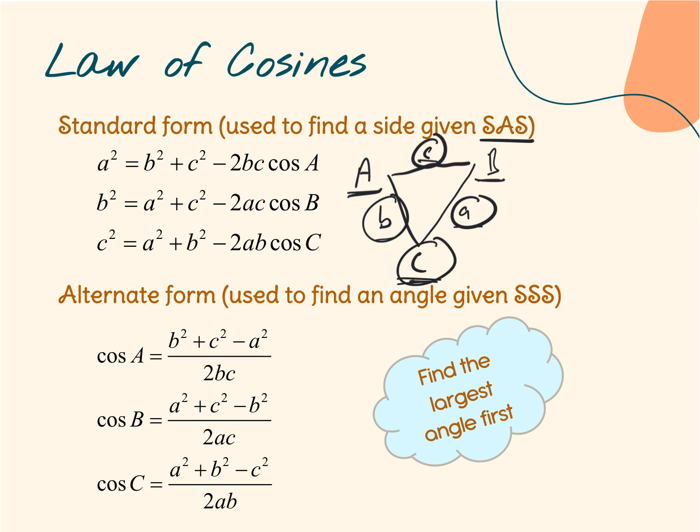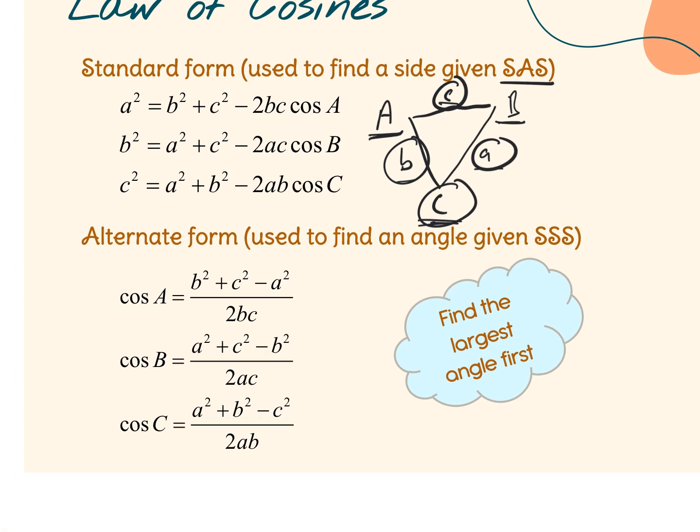Another thing that we can do is use law of cosines to find an angle given three sides, so in a side-side-side triangle. In these cases, you want to find the largest angle first. This is super important, just because in your calculator, you might get a value that is a valid answer for cosine, but doesn't match the corresponding side.